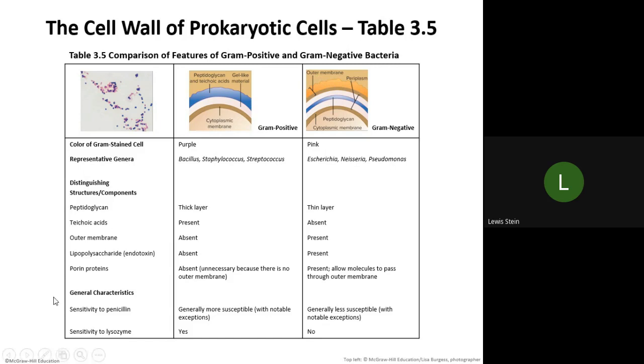So inherently it's porous, so you don't need porin proteins for water to move in and out. There's no outer membrane, you don't have to worry about it. And yes, the watchword: penicillin, cell wall type antibiotics. So your big players to know about are penicillins and cephalosporins. Those are the big players in the cell wall.